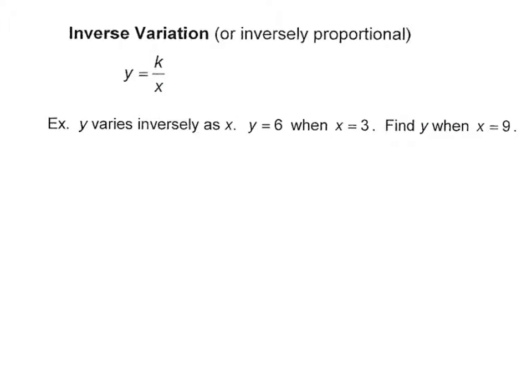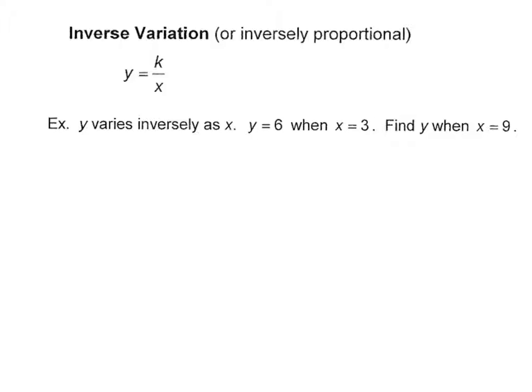The second kind of variation is called inverse variation, or it might say inversely proportional. That formula is y equals k over x. Now the constant of variation, or the constant of proportionality, is on the numerator of a fraction and the x is underneath. For inverse variation, when x goes up, y goes down. When x goes down, y goes up.